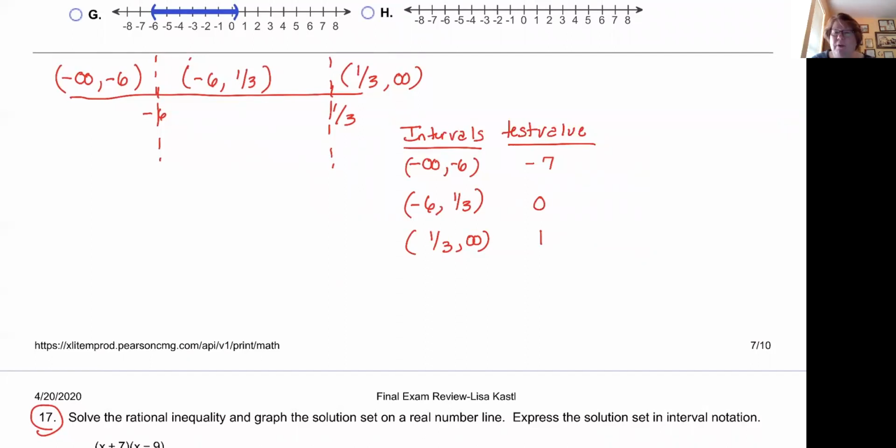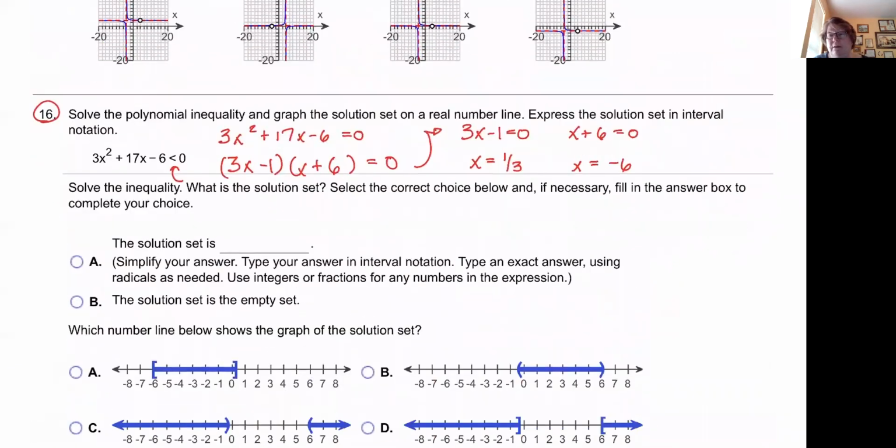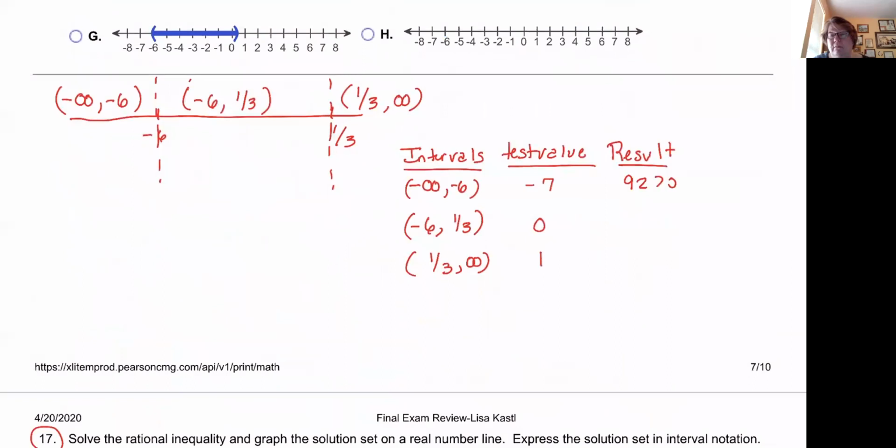Okay, so when I evaluate my function at negative 7, I got 92, which is greater than 0. That's not what my inequality said. My original inequality said less than 0. So that's a failure. So the conclusion is that this is false, because my inequality said it's less than 0, and for that test point, it's greater than 0.